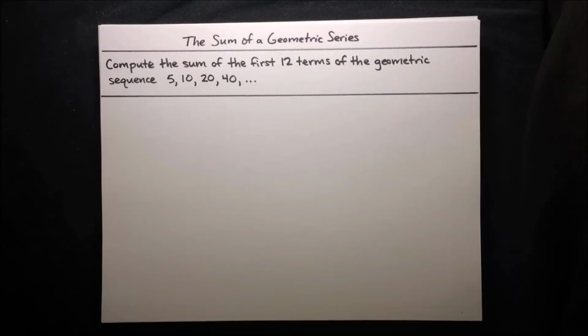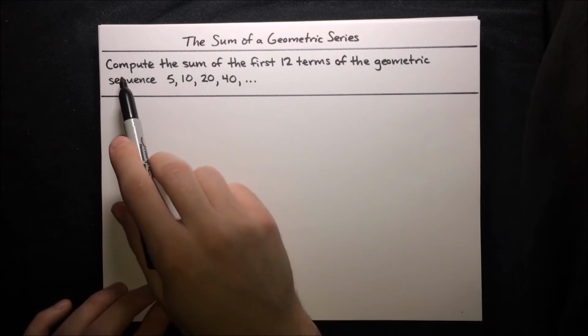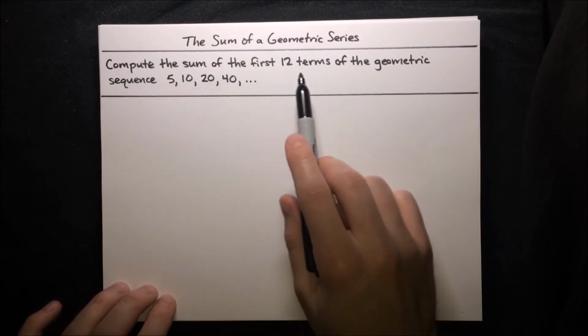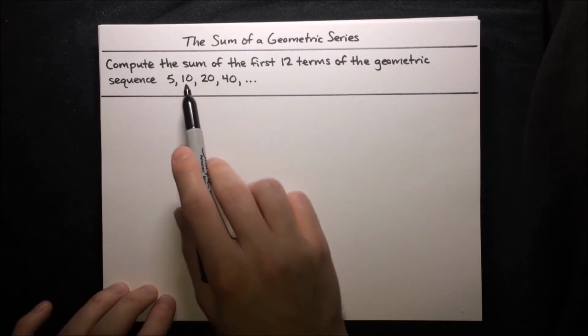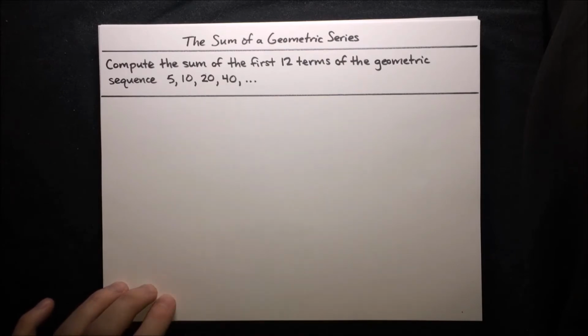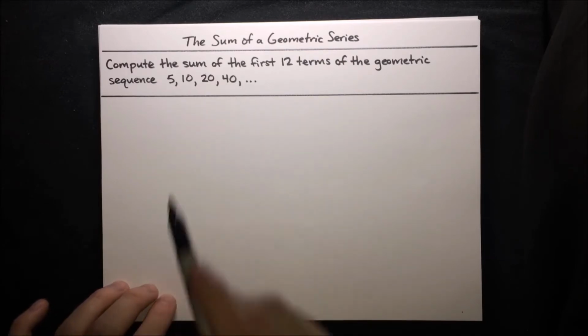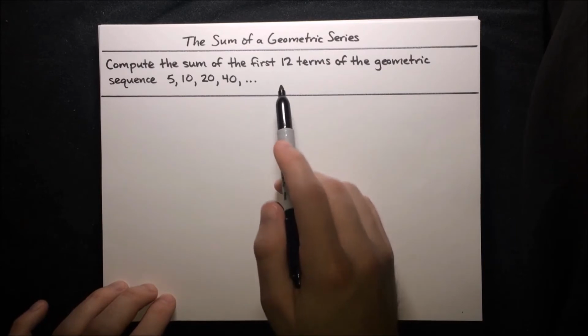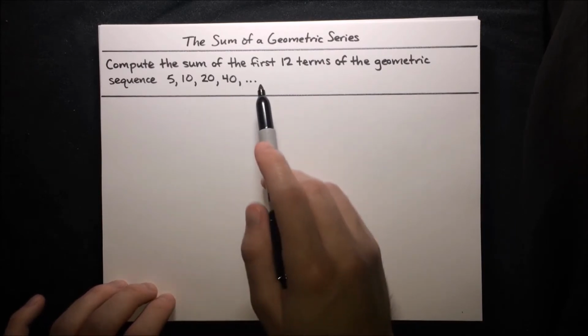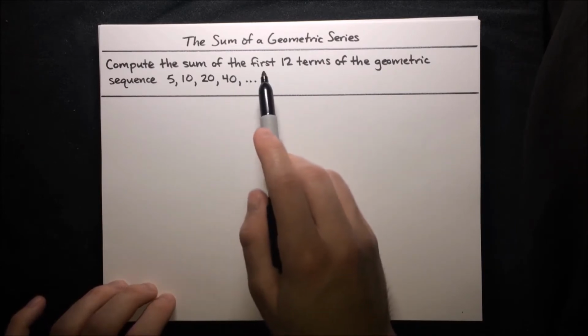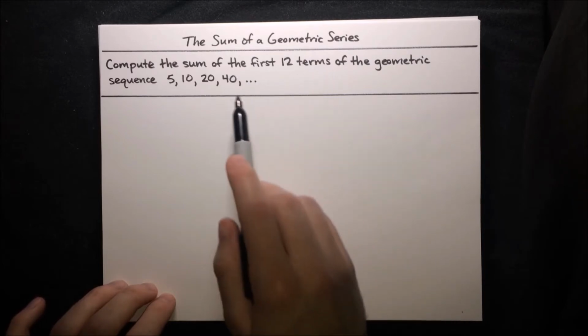In this video, we're going to learn how to find the sum of a geometric series. First question is we want to compute the sum of the first 12 terms of the geometric sequence 5, 10, 20, 40, and so on. Now, one option would of course be to just find all of the terms and add them up. But that could take a while in some cases. Imagine if we wanted to find the first 100 terms. Is there any better way to do this?